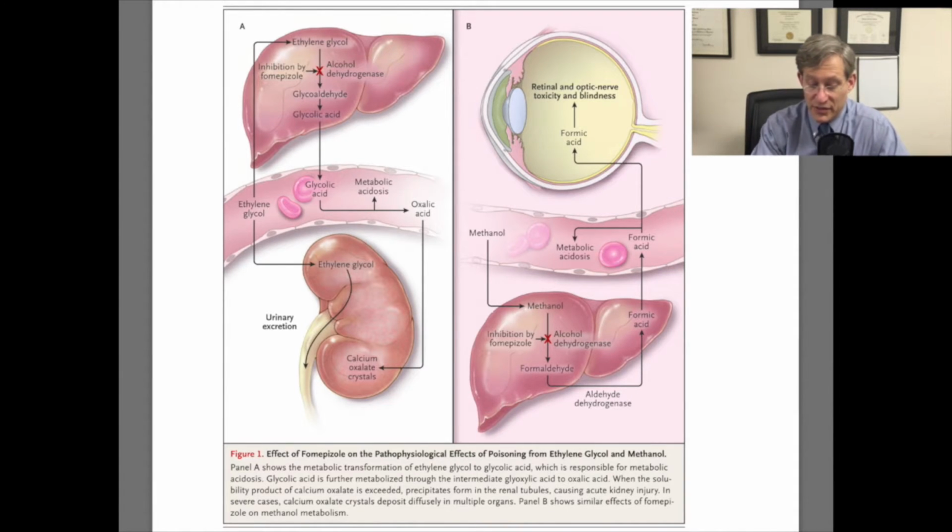On the right, you can see how methanol is broken down by alcohol dehydrogenase into formaldehyde, which then is broken down into formic acid, which can cause retinal and optic nerve toxicity.